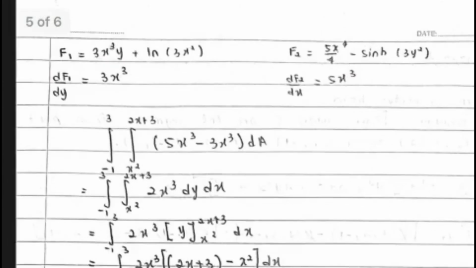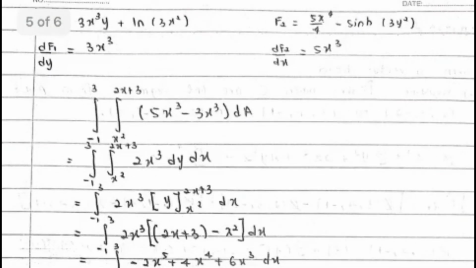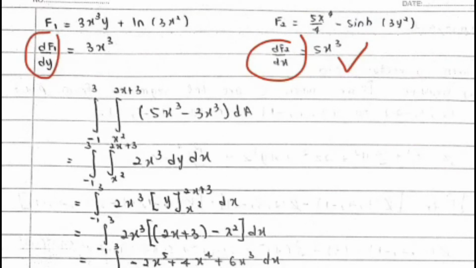Next, Green's theorem is equal to the integration of df2 over dx minus df1 over dy dA. So first we need to find df2 over dx from f2. So df2 over dx is equal to 5x to the power of 3. Next, find df1 over dy, which is equal to 3x to the power of 3. Then substitute into Green's theorem.